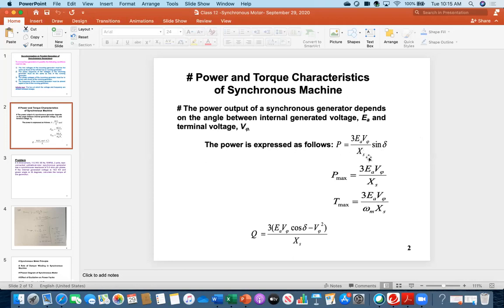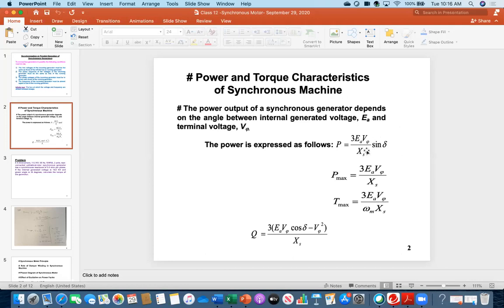Xs is the synchronous reactance. You remember, we solved one problem where there was armature reactance and the leakage reactance. The sum of those two reactances is called Xs, synchronous reactance. EA is that internal voltage. I have defined here, internal generated voltage. And V phase is the terminal voltage. And 3 is multiplied because this is a three-phase system. Without the 3, this would be for a single-phase system. So this Xs is per phase, for one phase. Similarly, EA and V phase are for per phase, for only one phase.